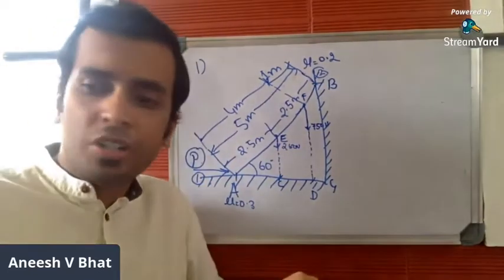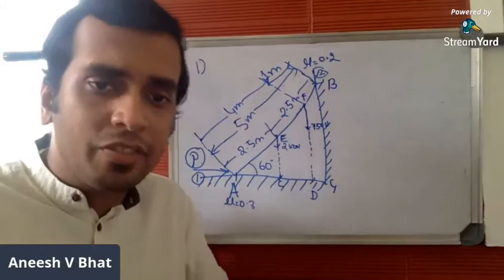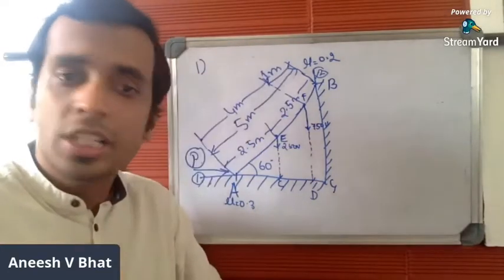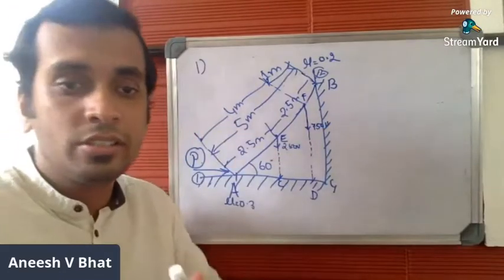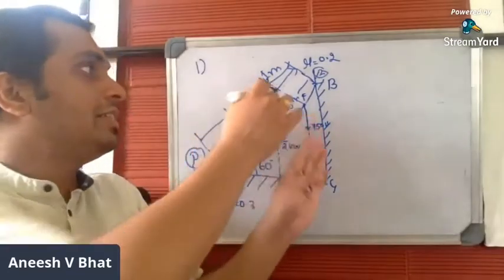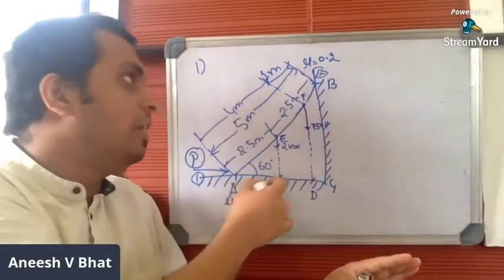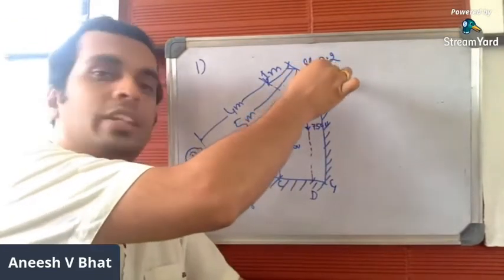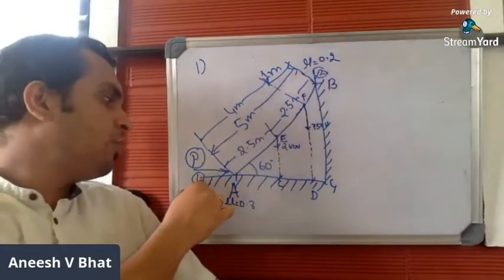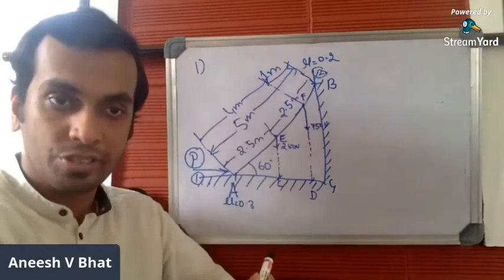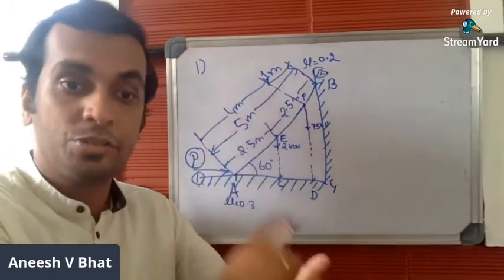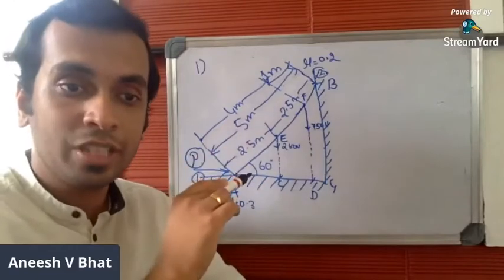In step number 2, what you're supposed to do is mark the normal reaction offered by the floor and the wall. Whenever a body is in contact with a surface, it offers a reaction which is called normal reaction. Here the ladder is in contact with the floor and the wall. So I have marked the wall as surface number 2 and the floor as surface number 1, just to differentiate the forces offered by these two surfaces.